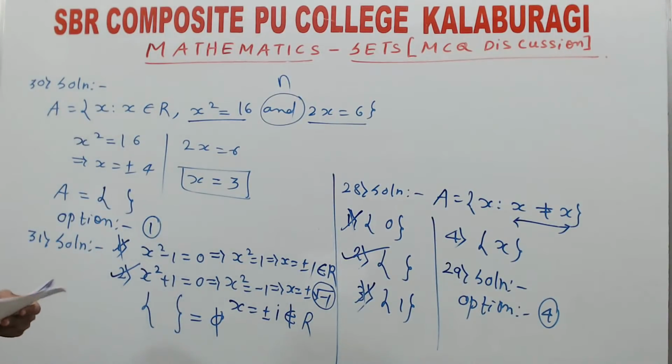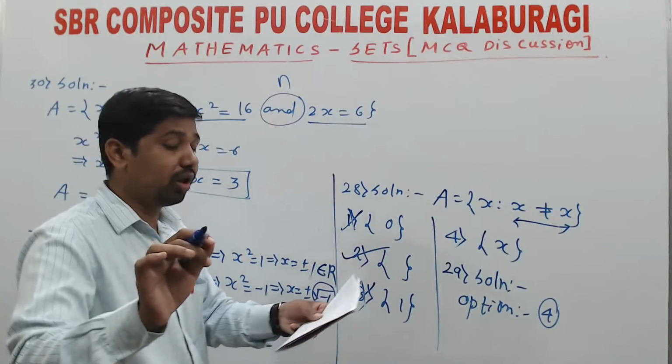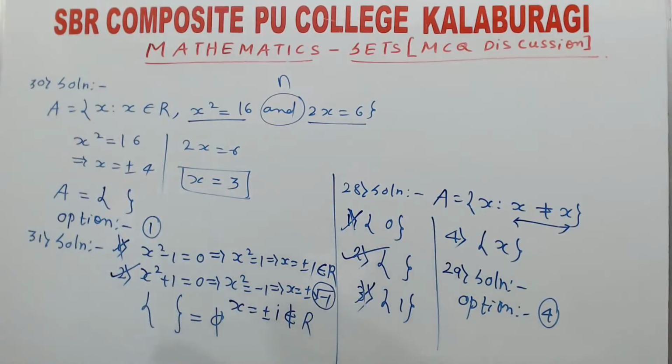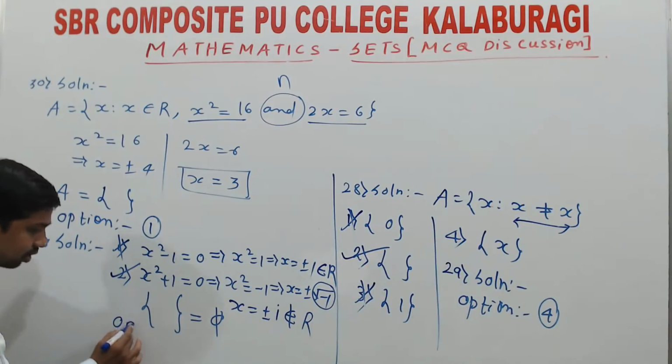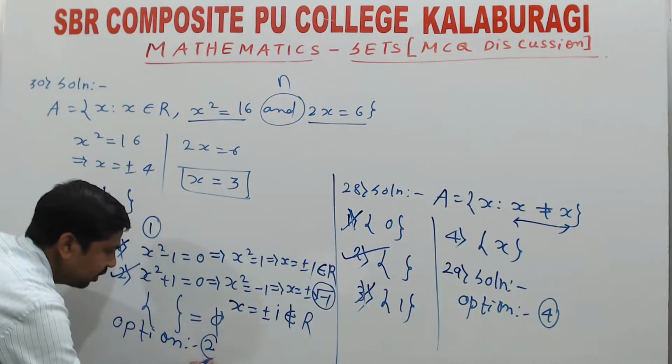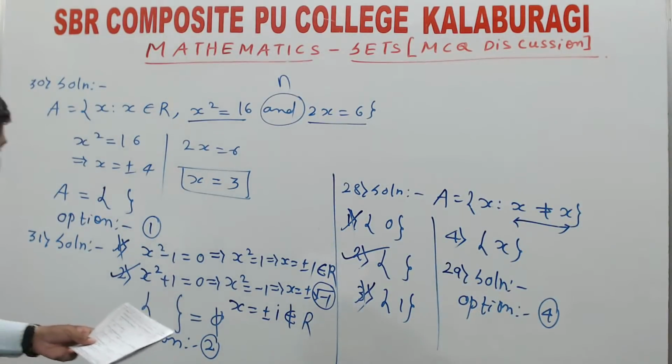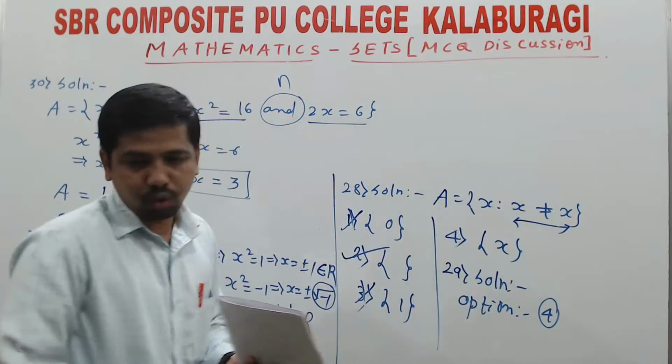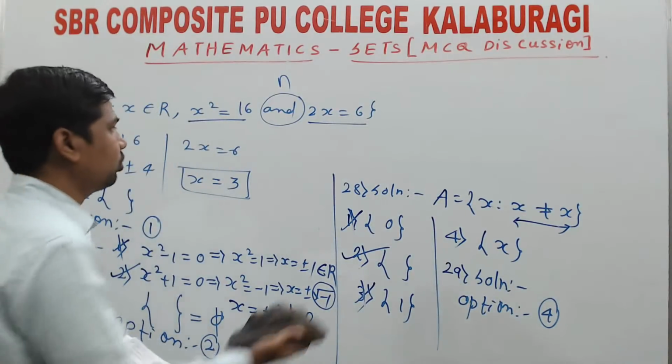Right? So if the question is which of the following is an empty set, the second option is the empty set. I can tell option number 2. Option 2 is the empty set. This is also about question 31. Let us go for question 32.